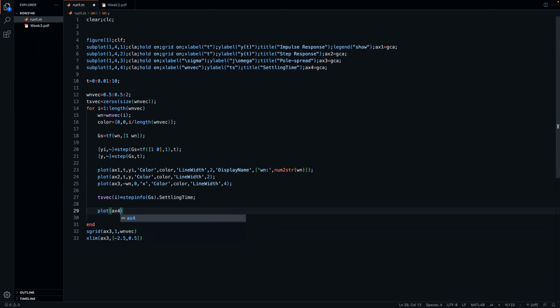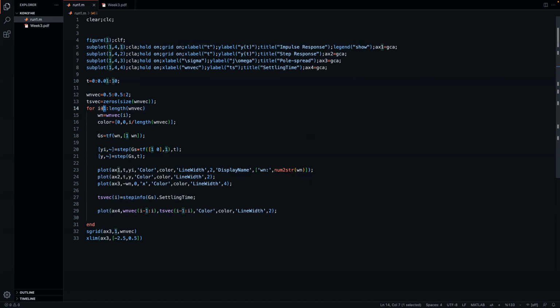It's going to be AX4. I'm going to be plotting omega n versus TS vec. The color is going to be the same color, and line width property is also going to be the same. But here, what I have to do in order to create the same effect is the following. I'll take I-1 and I, 2 consecutive points out of these vectors here. And I'm basically referencing the point that I've calculated now and the previous one.